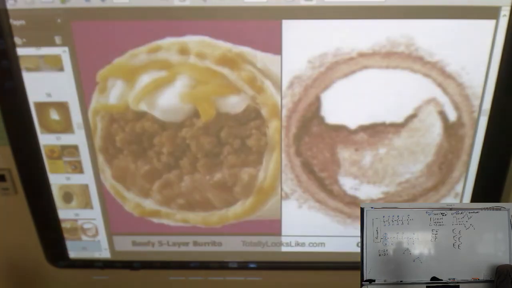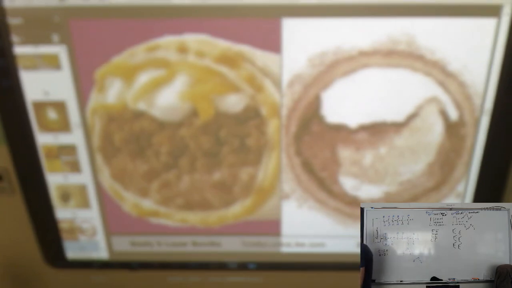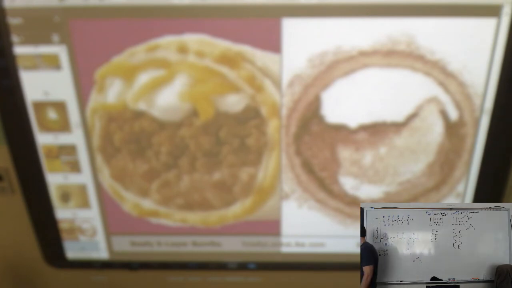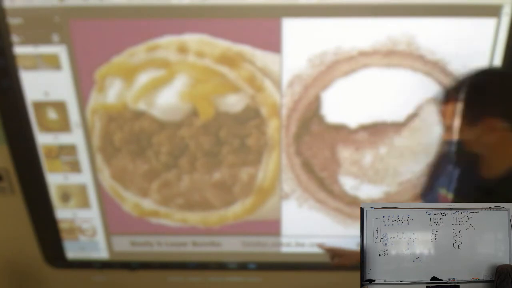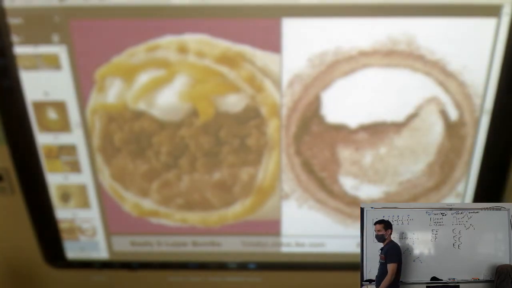This one just for fun. On the left is a beefy 5-layer burrito, and on the right is a clogged artery. And they look like each other because this is from totallylooks.like.com. You're like, what is totallylooks.like.com? It's a website. It's all about stuff that totally looks like other stuff.